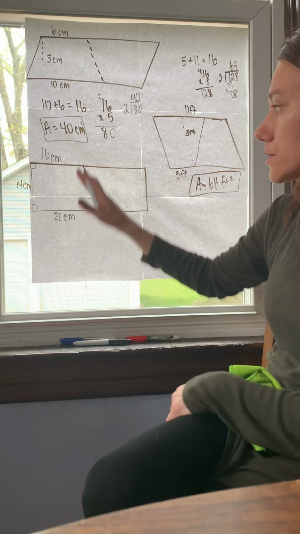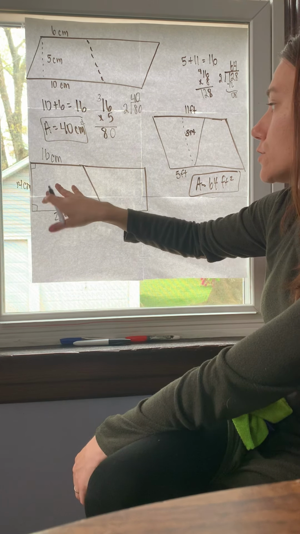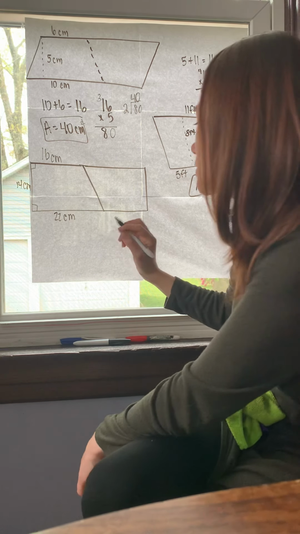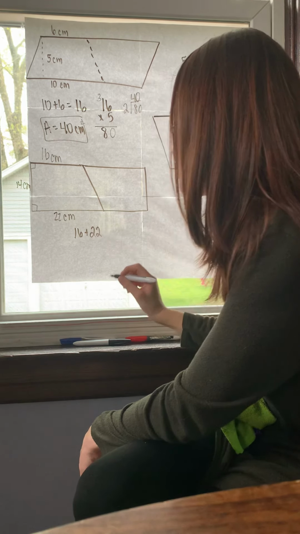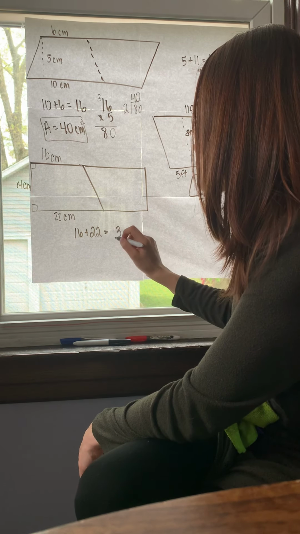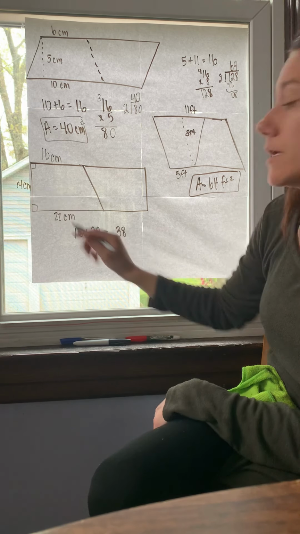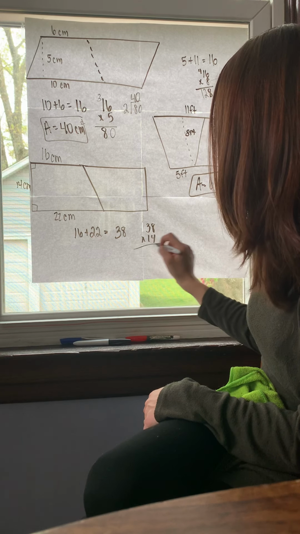So here, this is a square, or a rectangle, cut in half. Here's your one trapezoid, here's your other trapezoid. The bases are 16 and 22. So 16 plus 22 equals 38. 14 is the height, so now I have to do 38 times 14.